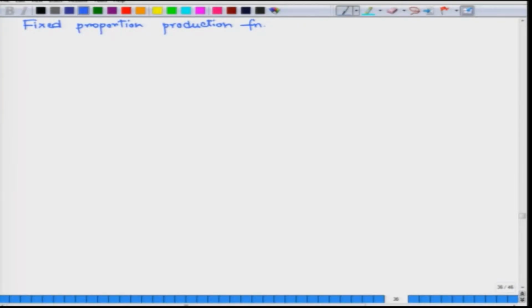Welcome back to the lecture series on microeconomics. Now let us move to the other type of production function which we have termed as fixed proportion production function. This is exactly opposite to what we have seen so far. So far we have seen that the inputs can be combined in variable proportions.